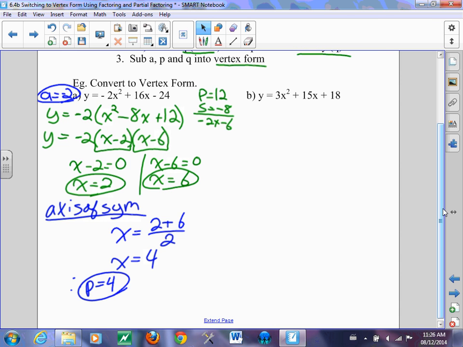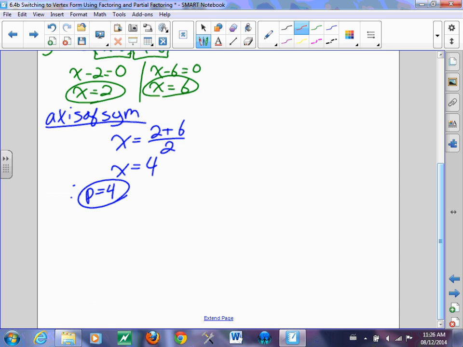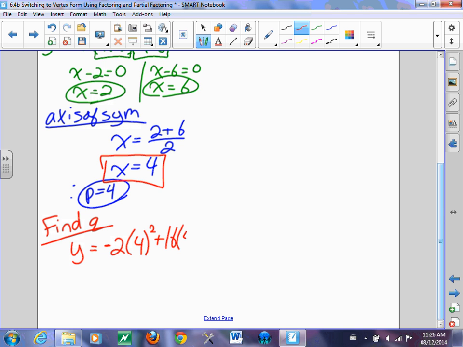So to find q, we're going to sub our answer in for our axis of symmetry into the original equation. So you're going to go y equals -2 times 4 squared plus 16 times 4 minus 24. So I spent a bunch of time working on substitution so that when we get to this stage, we've got that substitution mastered. Okay, do some work here.